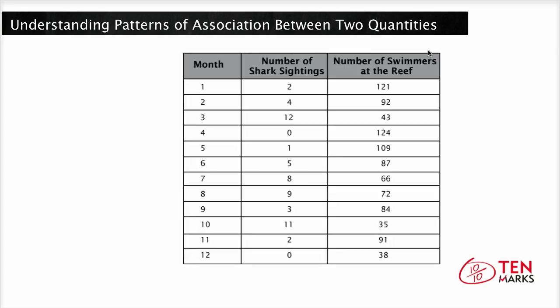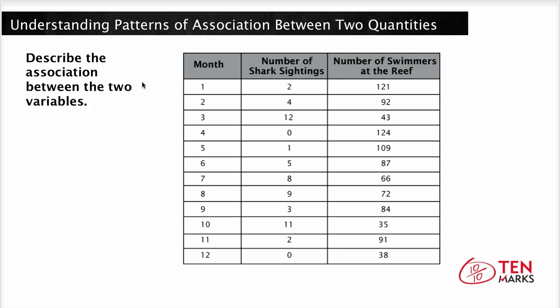So this video explains the patterns of associations between two quantities and the influence of outliers. A lifeguard at a local reef in Hawaii keeps track of how many shark sightings there were per month and how many swimmers came to the reef. Using this data, you need to describe the association between the two variables, the number of shark sightings and the number of swimmers at the reef. And then you need to determine if this is a linear or nonlinear relationship and if there are any outliers.